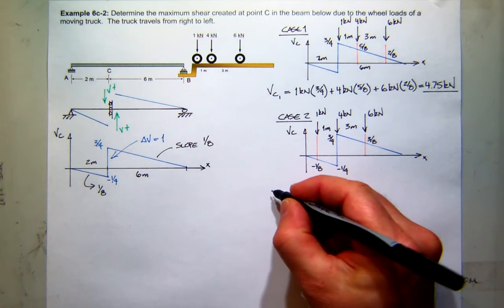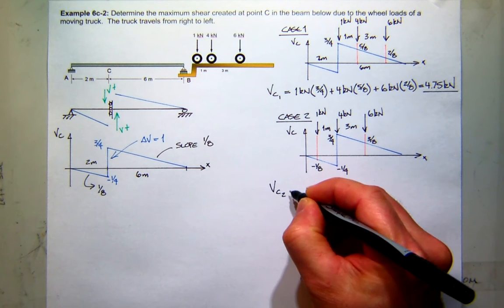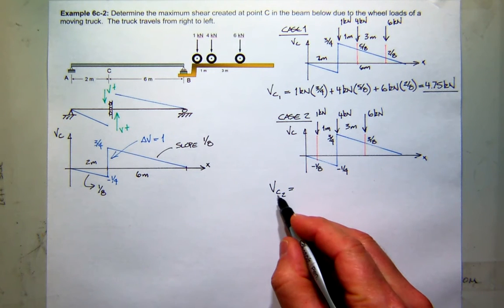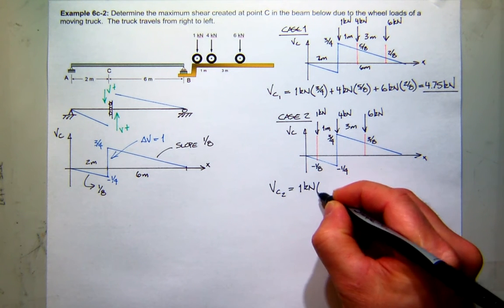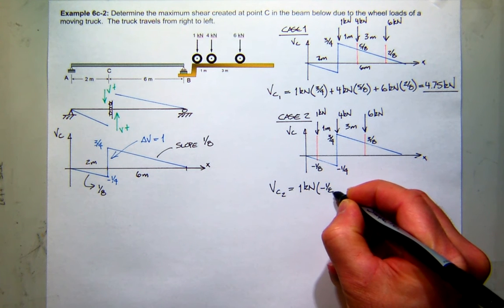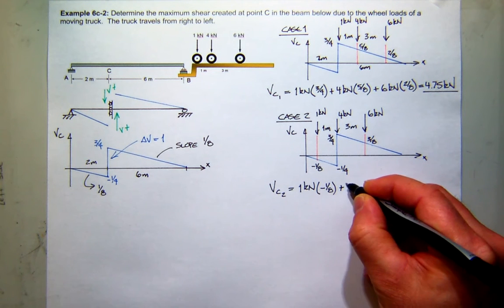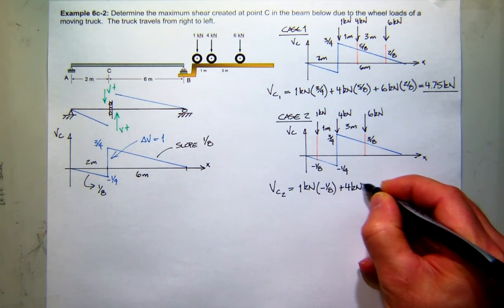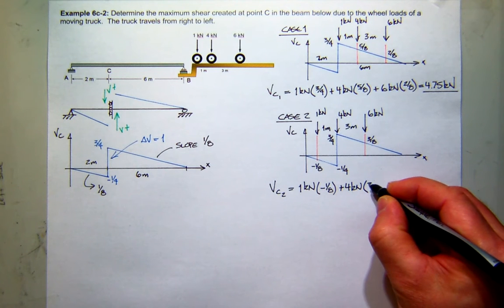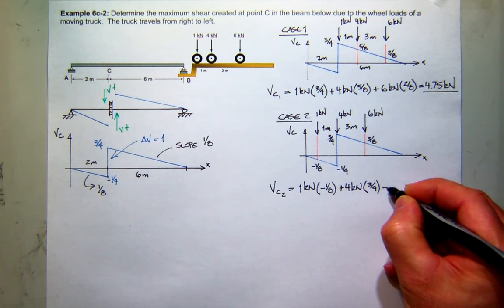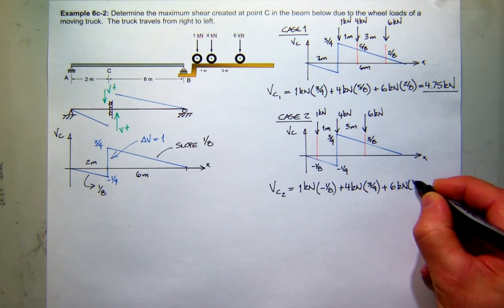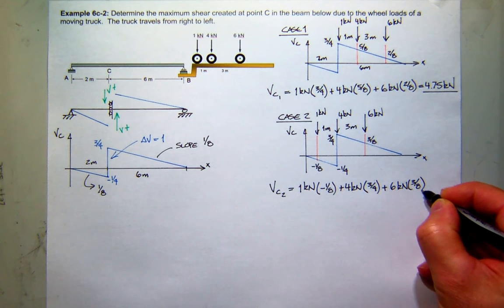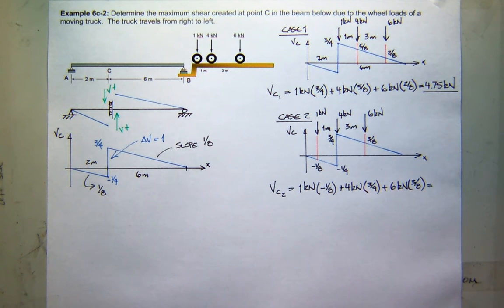So once you have the geometry, now you can do the calculation. So the shear at C for case 2 would be 1 kilonewton, but it's now multiplied by negative 1/8, plus 4 kilonewtons times 3/4, plus the biggest load, the 6 kilonewton force, times 3/8. What's that going to be?